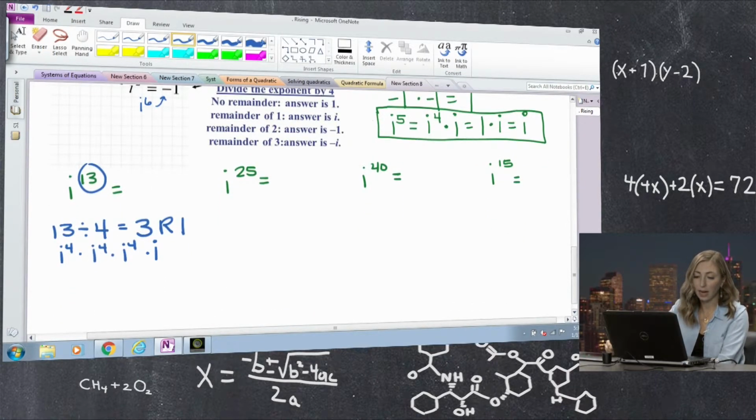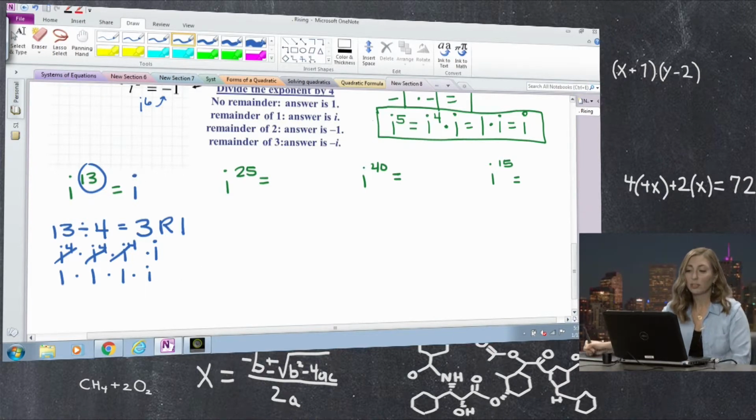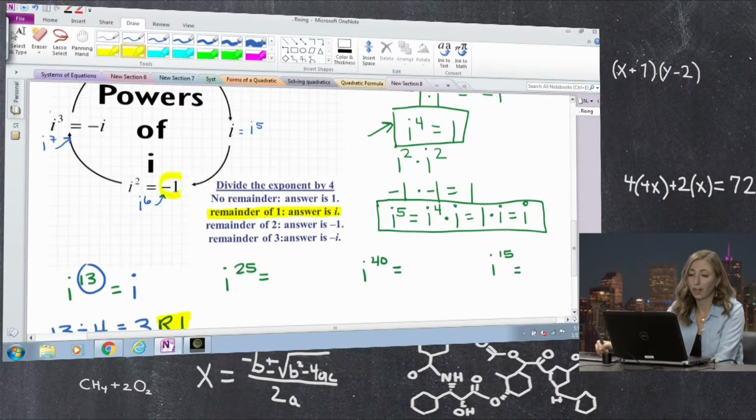And so all of these i to the 4th power just equal 1. 1 times 1 times 1 times i. They don't really matter in terms of simplifying. So this is going to just simplify to i. So, a general rule: if my remainder or my leftover is 1, our answer is going to simplify to i. If my remainder is 2, then I will be left with i squared, which means we'll simplify to negative 1. If my remainder is 3, then we're going to be simplifying to i to the 3rd power, which we see up here is simplifying to negative i.